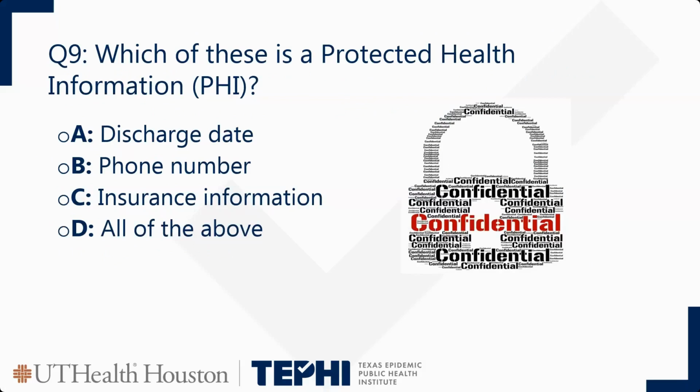9, which of these are protected health information? Discharge date, phone number, insurance information, D, all the above. Yes, D, all the above. All of this is PHI that we need to make sure that we are within our HIPAA regulations and that we're maintaining confidentiality and keeping it private.